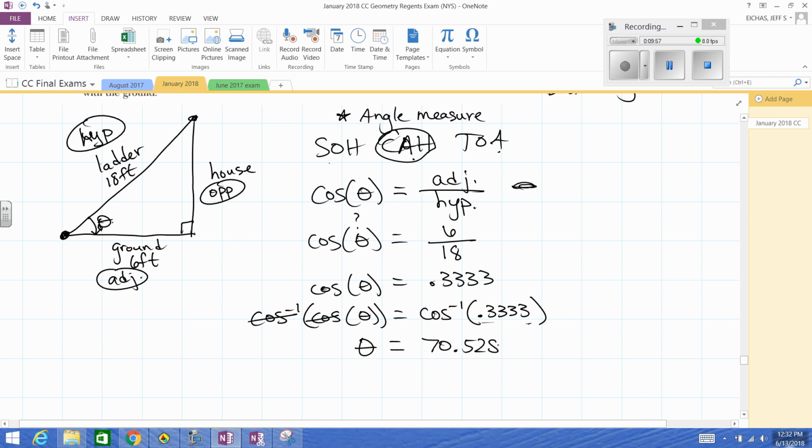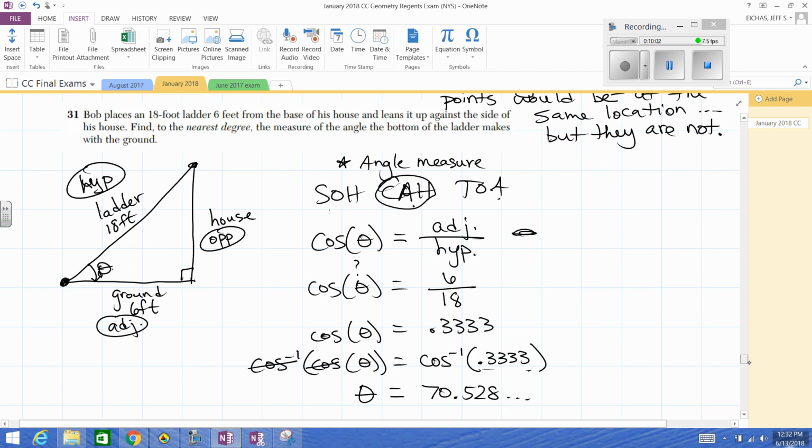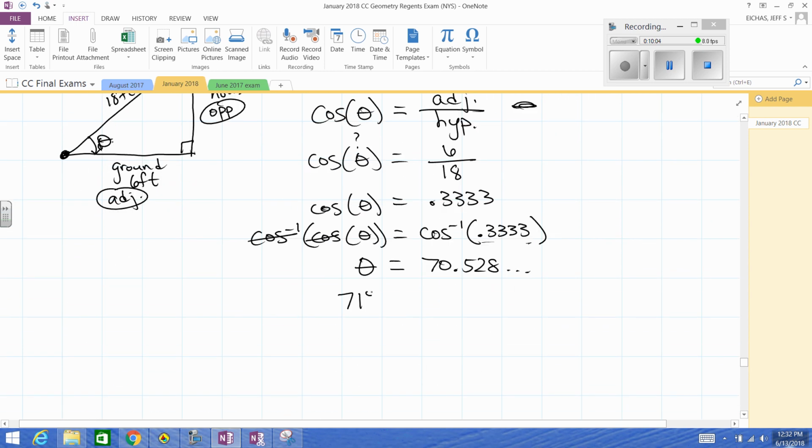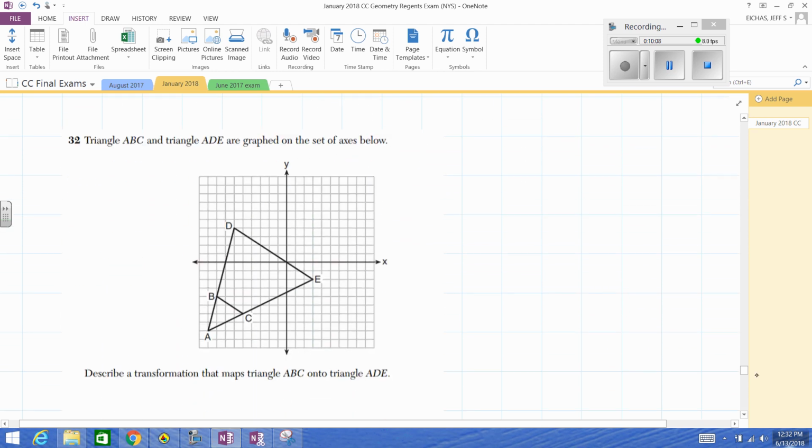And what are they looking for here? To the nearest degree, yeah. So I got to go 71 degrees. Okay, that's it for the part 2's, which are 2 points each. This is our first part 3.